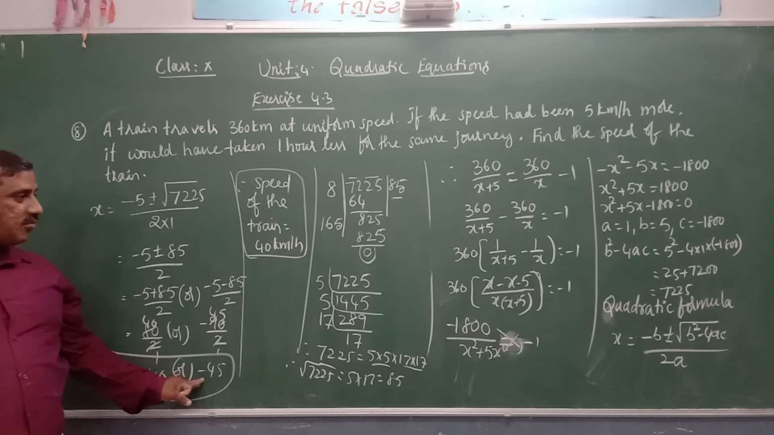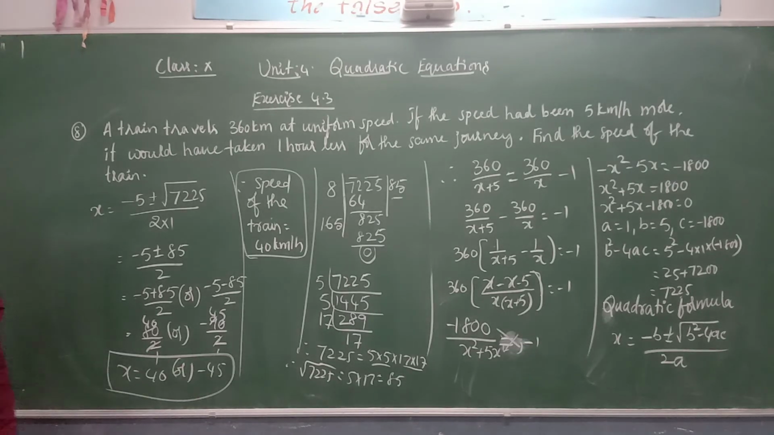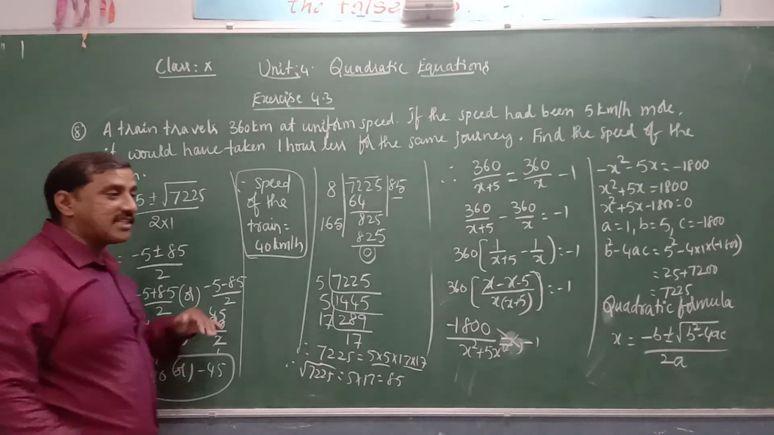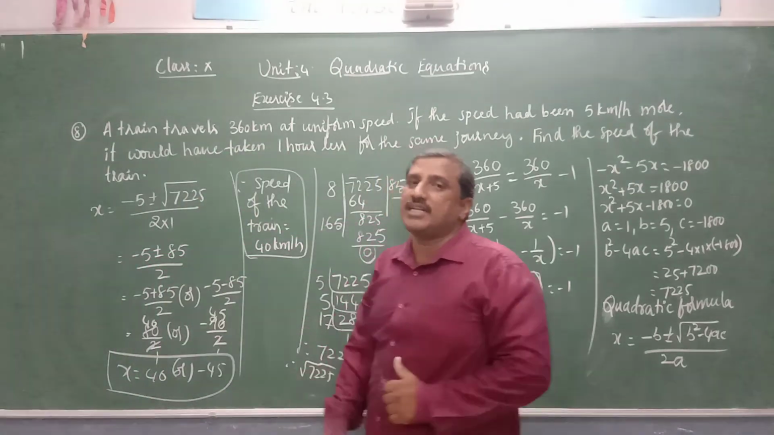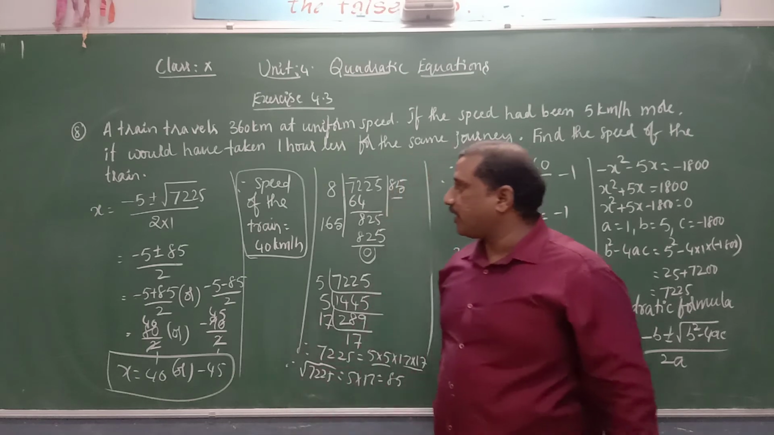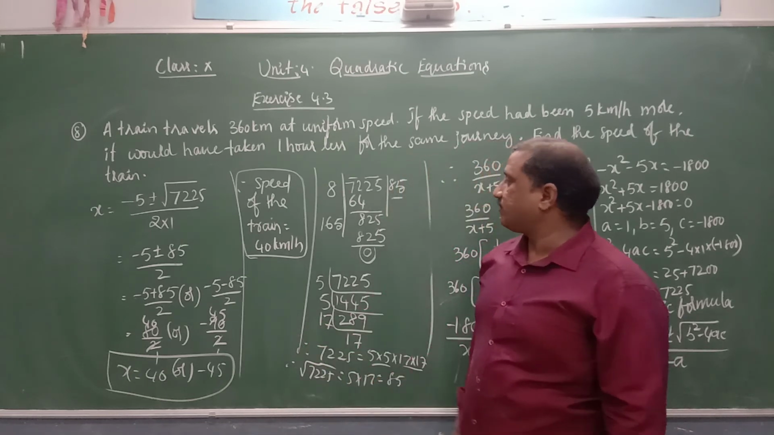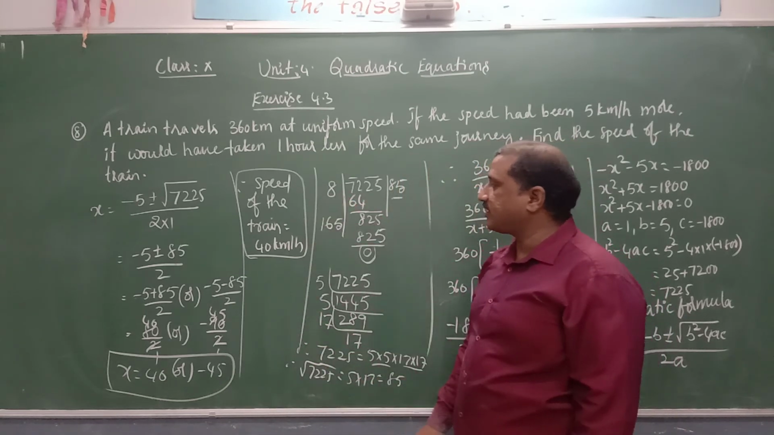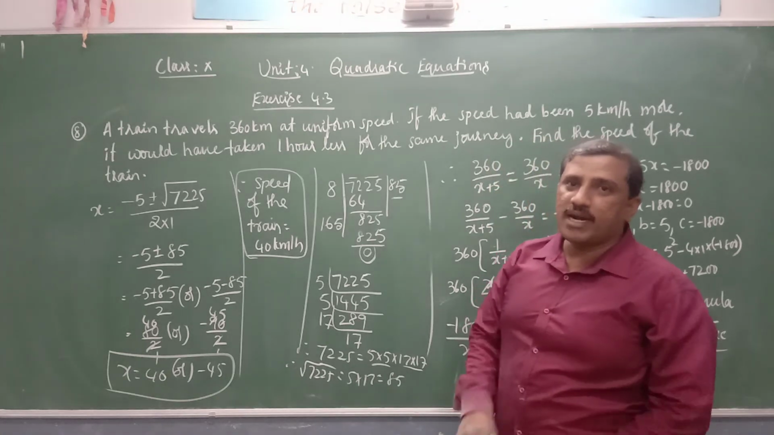Why did we ignore minus 45? That is negative. Speed won't be negative. If it is negative, it means it is moving in the opposite direction. So that's why we ignored minus 45 and we consider plus 40. Therefore, the speed of the train is equal to 40 kilometer per hour.